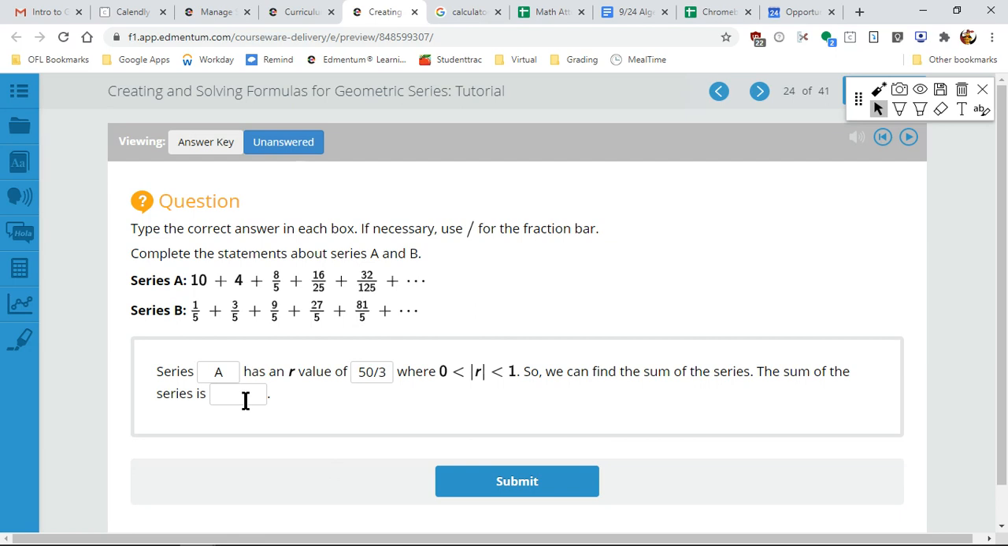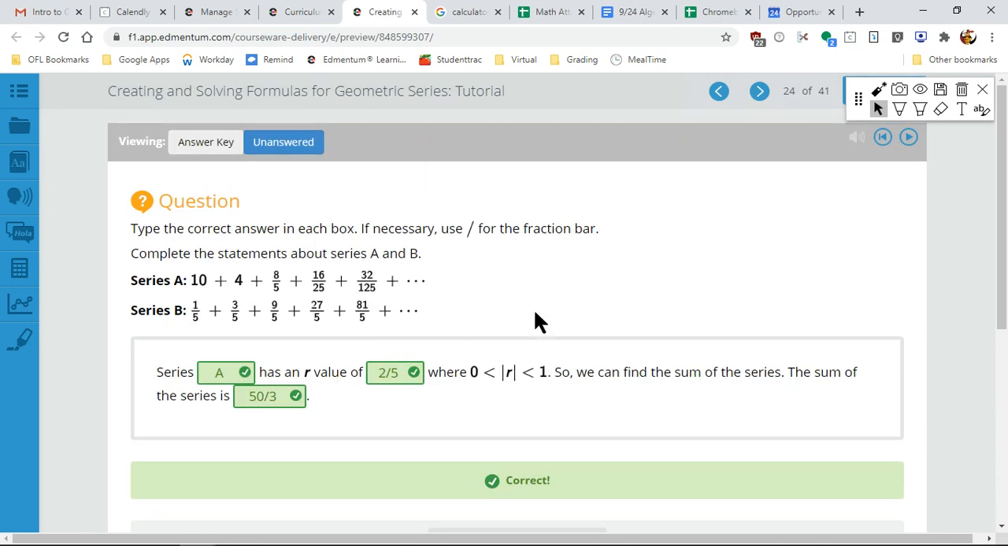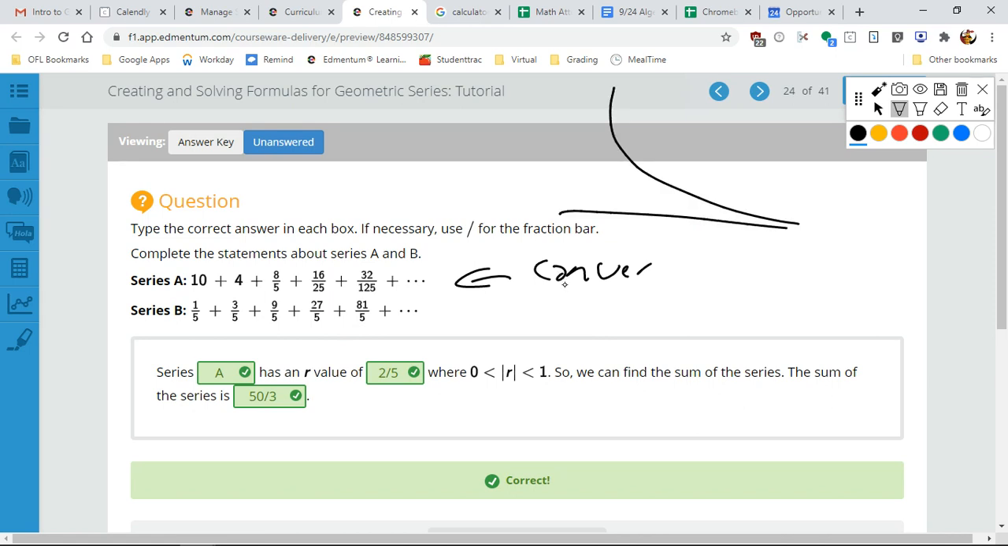So the sum of the series, the value of r, the value of the common ratio, 2 over 5. So we said that one was 50 divided by 3. So that's how we figured this out. First, we had to figure out which one was, this is what's known as convergent or divergent. Convergent meaning it converges. It gets tiny to the point where it stops. The other one is known as divergent, meaning it keeps getting bigger and bigger forever.